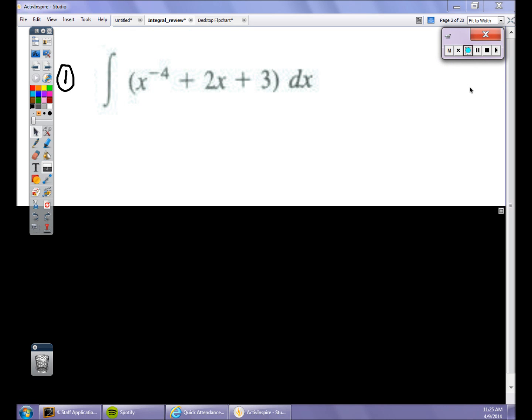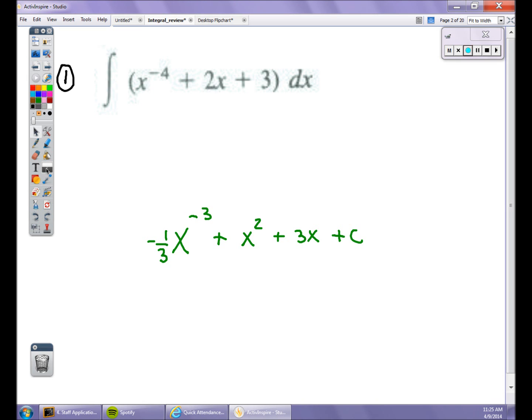Please integrate the following trinomial. At this point, you'd like to hit pause, and then when you're ready, resume the video. And this one's pretty straightforward. So for your answer for this trinomial, there's no need for any substitution. All you have to do is add 1 to each of the exponents, and then divide by that new exponent.